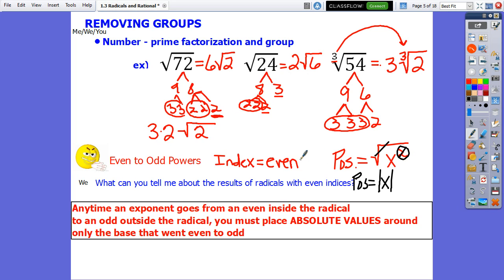Now again, this only works for an even index. Odd index, it's a big hippie, anything goes. Okay, no problem. Don't need to worry about it. Even index, slow down, check it. If you go from an even exponent inside the radical to an odd exponent outside the radical, you must put absolute values around it. That also holds true if you don't know what x is and it ends up being like even odd inside the radical, because I can't take the square root of a negative. So you might even see absolute values inside of a radical as well. Now that's really rare. We don't do a lot with those, but we definitely do quite a bit here.